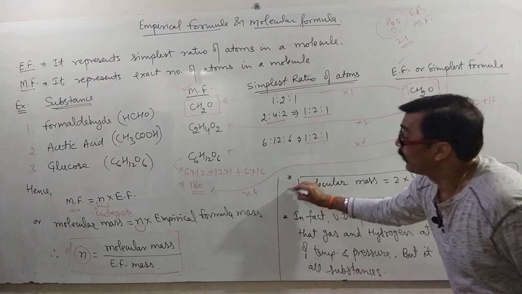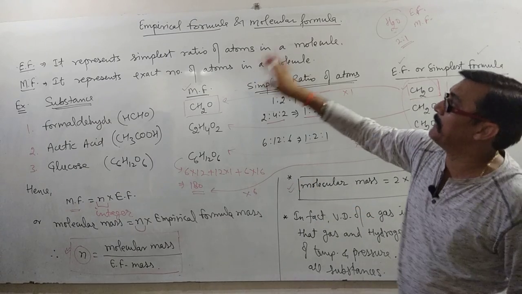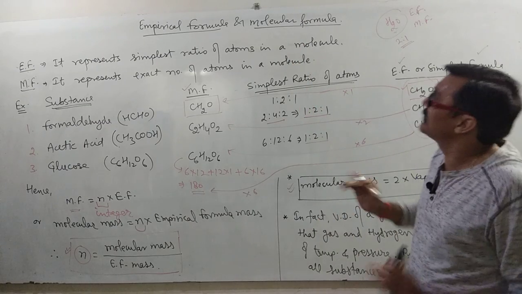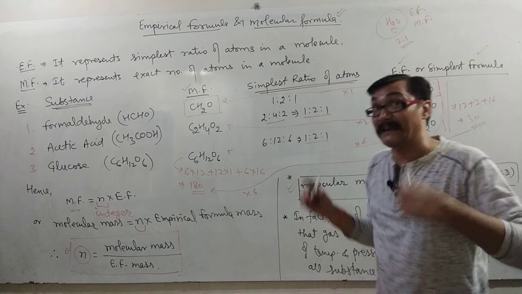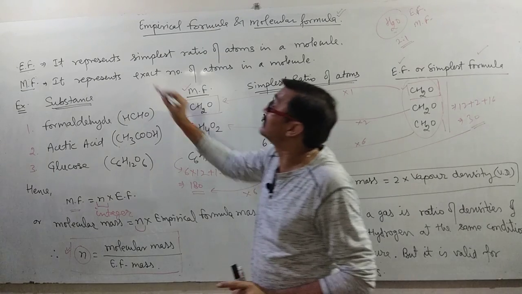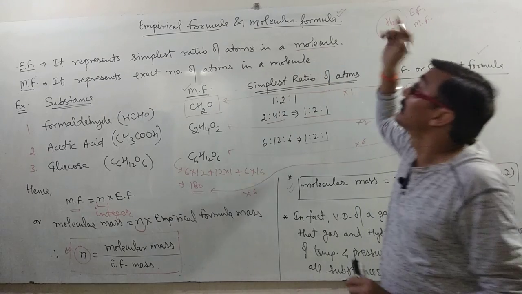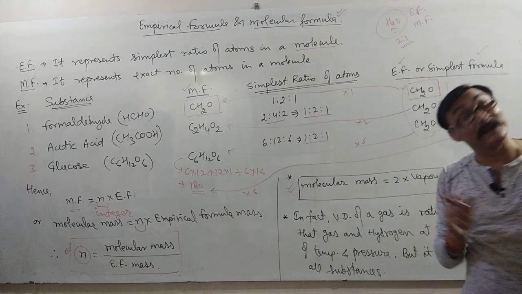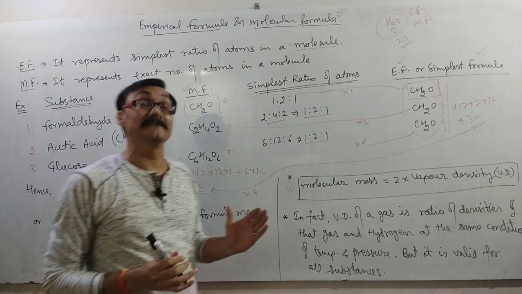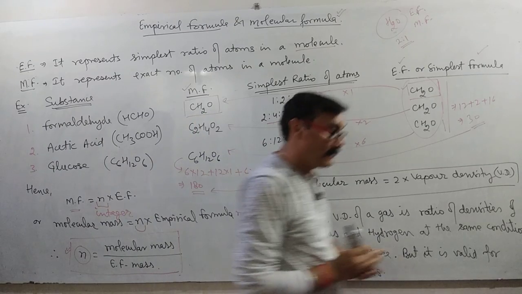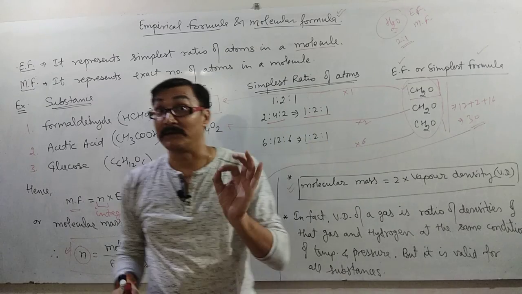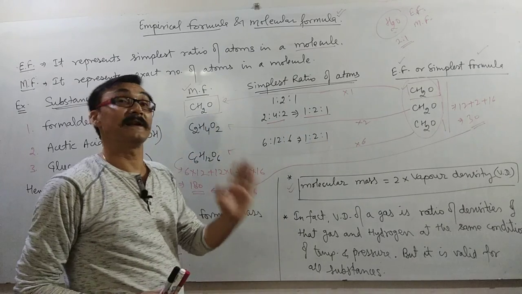Now, in all the questions based on empirical formula and molecular formula, it is observed that mostly the molecular formula is given directly or in the form of vapor density of the substance. Now what is vapor density? Vapor density is, in fact, the relative density of any substance in its vapor state with respect to the density of hydrogen, at the same conditions of temperature and pressure.